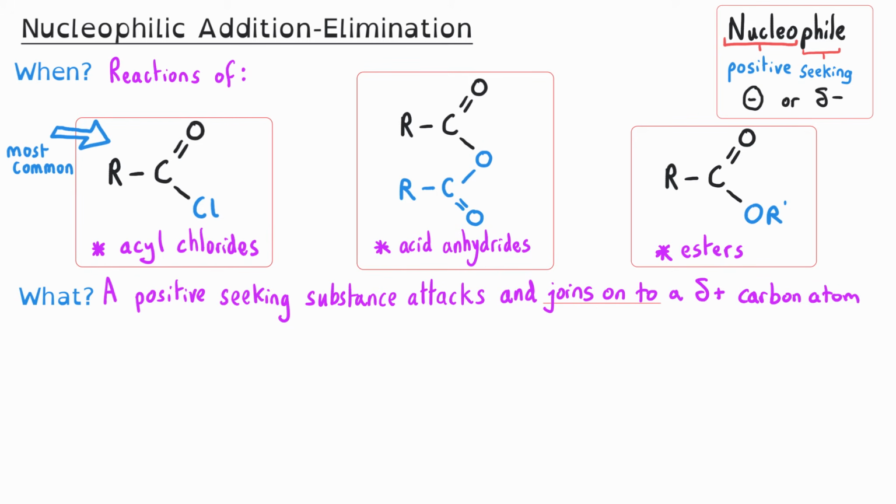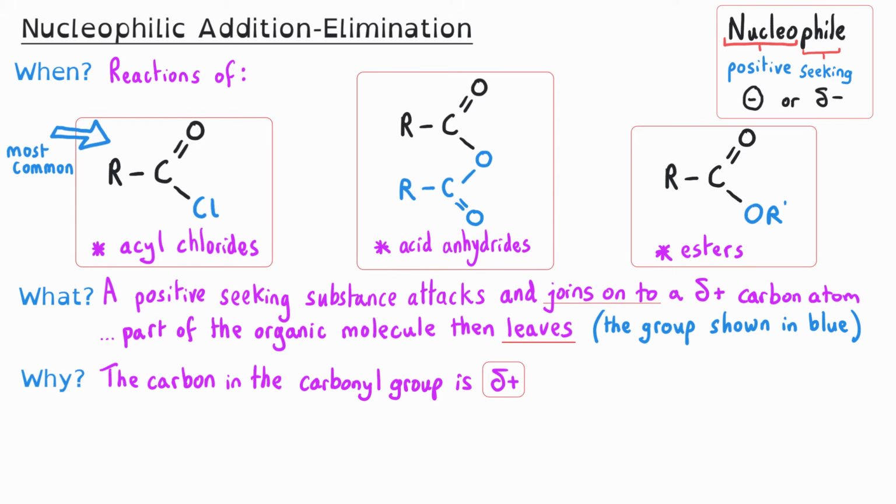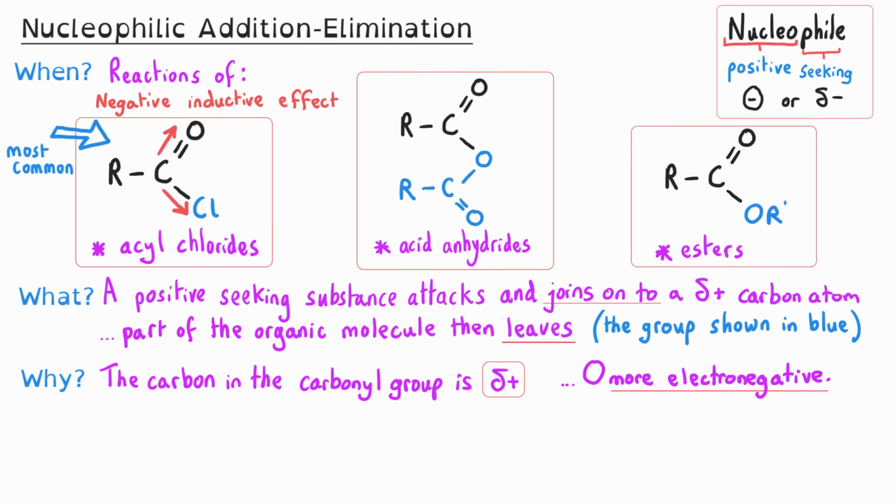And so this is the addition stage of the mechanism. And then the elimination stage of the mechanism is where part of the original organic molecule then leaves. This mechanism occurs because the carbon in the carbonyl group is electron deficient. And this is because it's actually connected to 2 electronegative atoms, the oxygen and sometimes another oxygen or a chlorine. Both of these atoms are more electronegative than the carbon, so they pull the electron density from the covalent bond towards themselves, leaving the carbon delta plus and the oxygen and the chlorine delta minus.